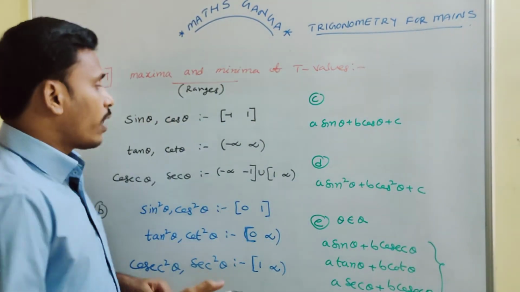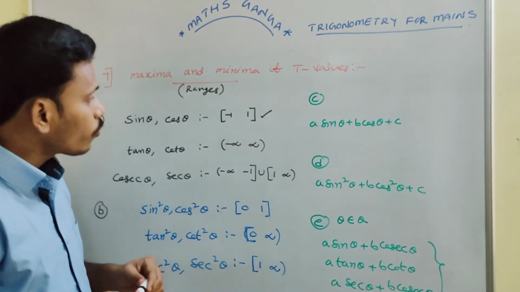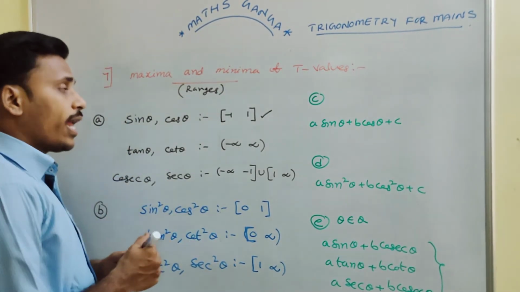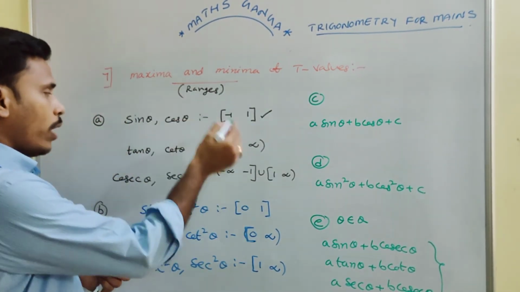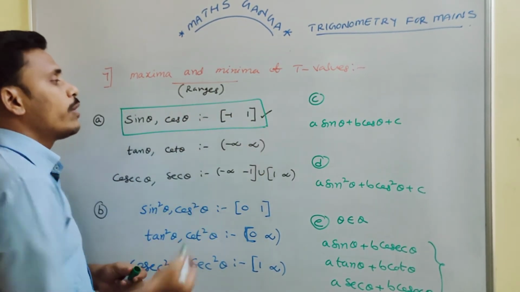For any angle theta, sin theta must lie between -1 and 1. So for sure, the range of sin theta is between -1 and 1, right? So from there it is very clear that the minimum value of sin theta is -1, whereas the maximum value of sin theta is 1. Similarly for sin and cos, the minimum is -1, whereas the maximum is 1.